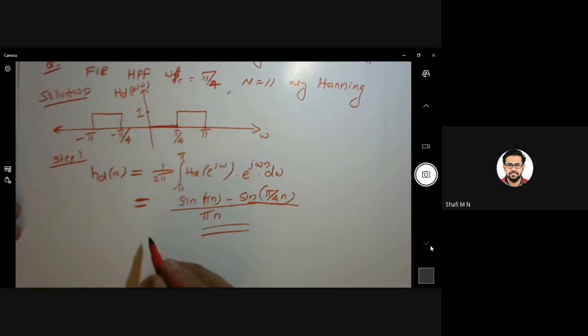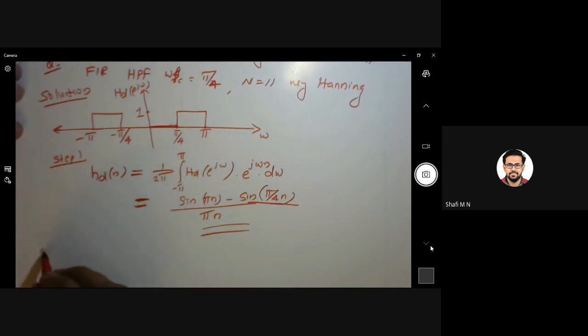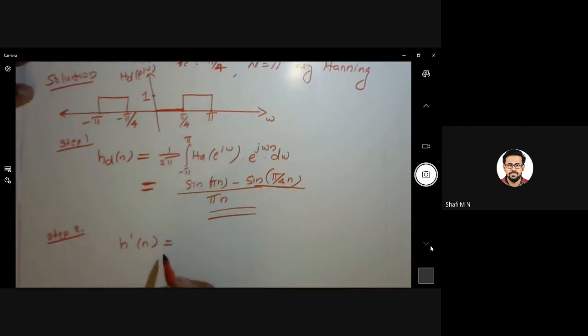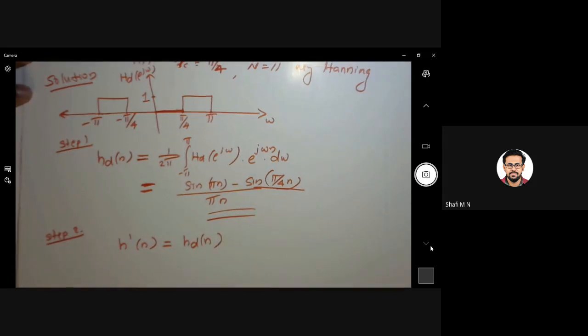Second step, truncation, right? So to do truncation, what we do, usually in the last class, we use the equation, say h dash of n, let it be the truncated sequence. So how will you find the truncated sequence? You have the hd of n with you, then you have to multiply it with w of n, your window. So this is the truncated sequence.